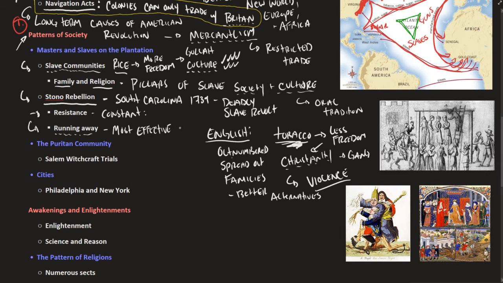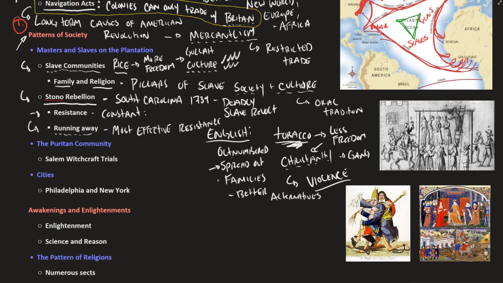Most effective resistance. And that had to do partially with the geography of the colonies. Like I mentioned before, one of the reasons why rebellions were less successful is because the slave population, comparatively speaking, was very spread out. And so that left a lot of room to run away.